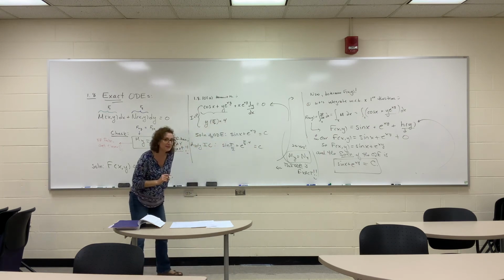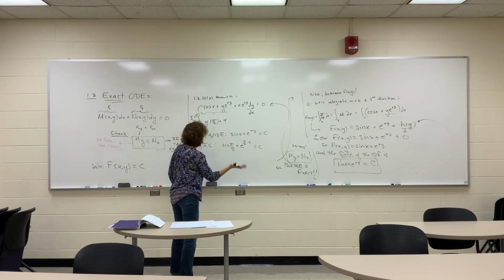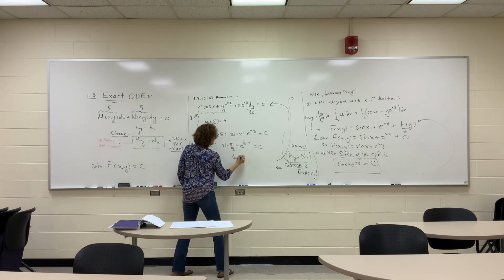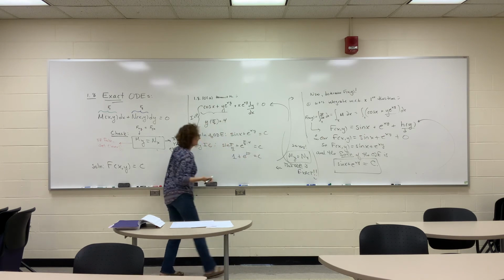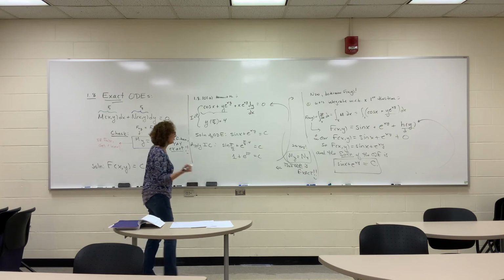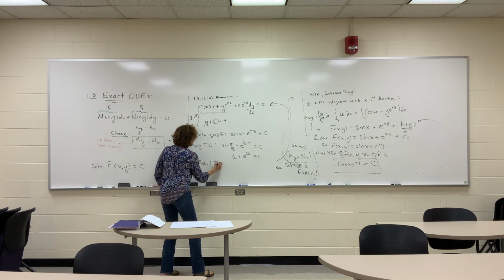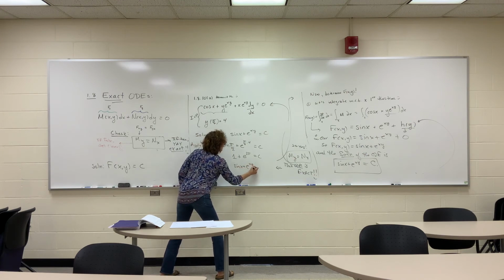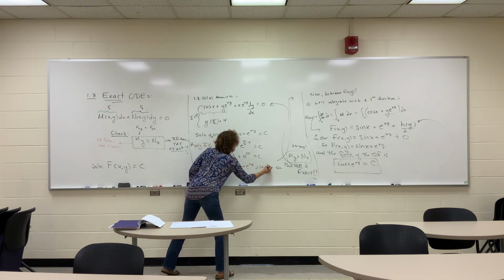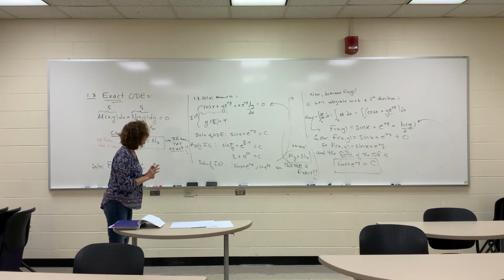What's sine of pi over 2? Yeah, 1. Plus e to the 2 pi is c. It's a perfectly fine c. So what is the solution of the IVP? The solution of the IVP is sine x plus e to the xy is equal to 1 plus e to the 2 pi. Make sense? There we go.